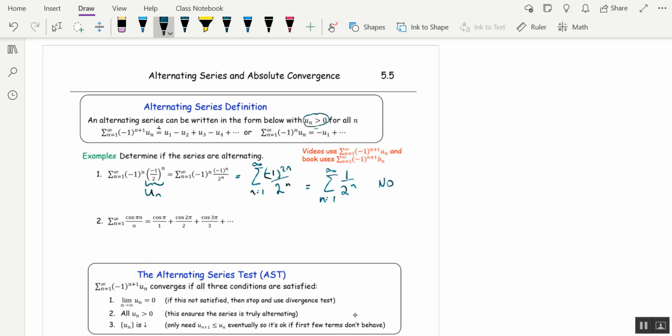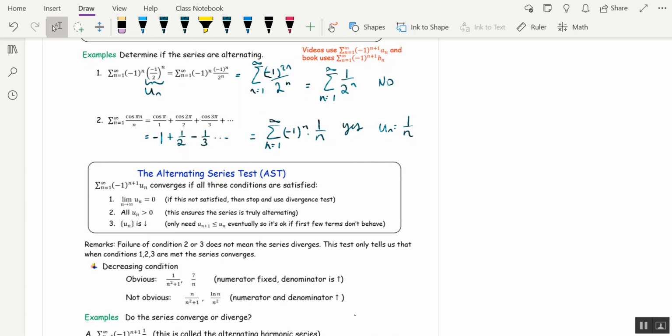Next one doesn't look quite alternating because there are no -1s in there, but let's see what happens. I wrote out the first three terms. Cos pi is -1, so the first term is just -1. The second term is a half. And then the third term is going to be -1/3. And you can see it goes on like that. So we can rewrite that as the sum n equals 1 to infinity of (-1)^n times 1 over n. So that is indeed alternating, yes. And so my u_n are 1 over n.